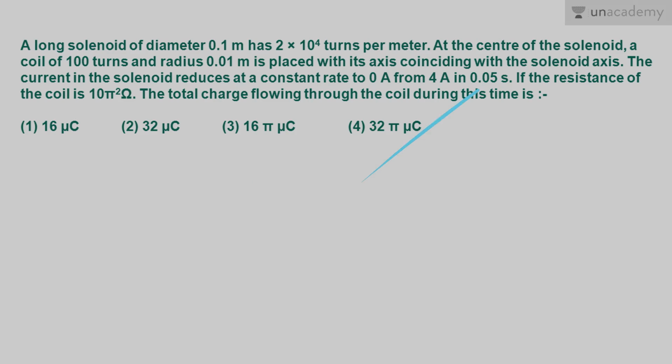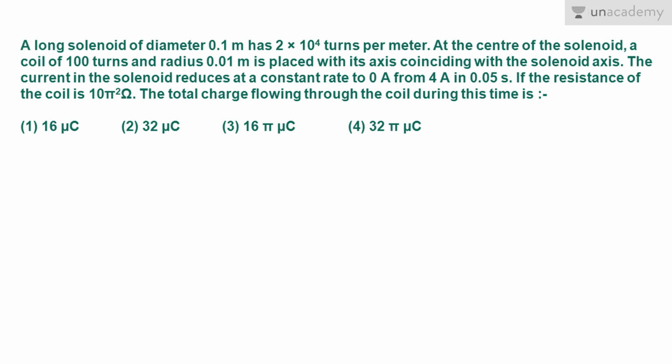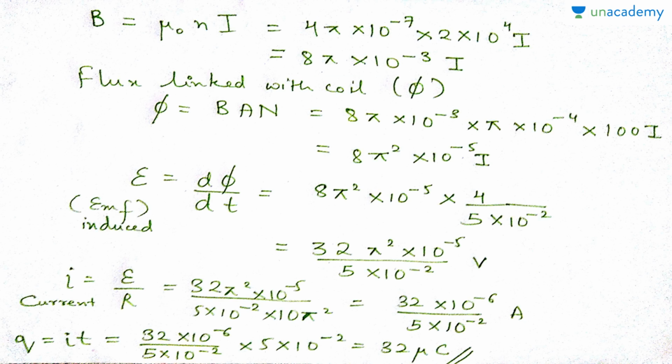Now let us look at the solution. We all know that B is equal to mu naught n i. Okay, we know the value of mu naught, 4 pi into 10 to the power minus 7. n is given, the number of turns, 2 into 10 to the power 4 turns per meter. We have put that value. I we don't know, so upon calculating we'll get 8 pi into 10 to the power minus 3 i. This is the value of B.